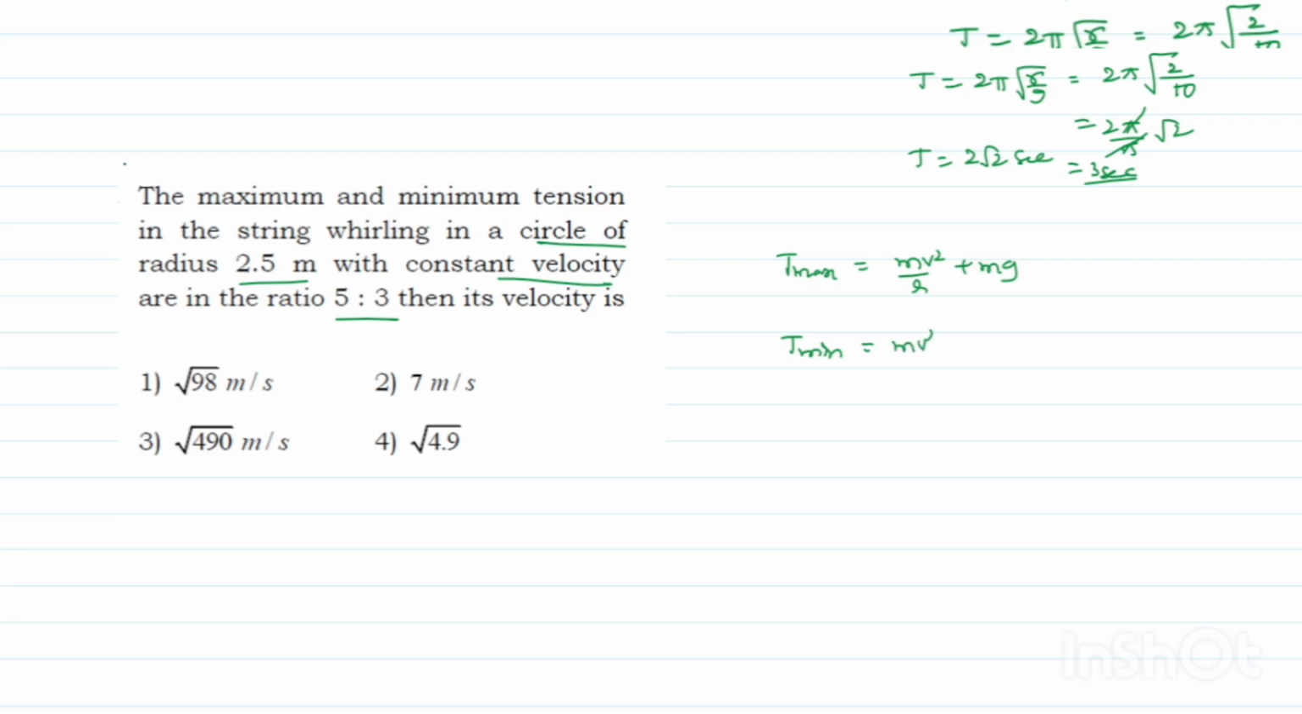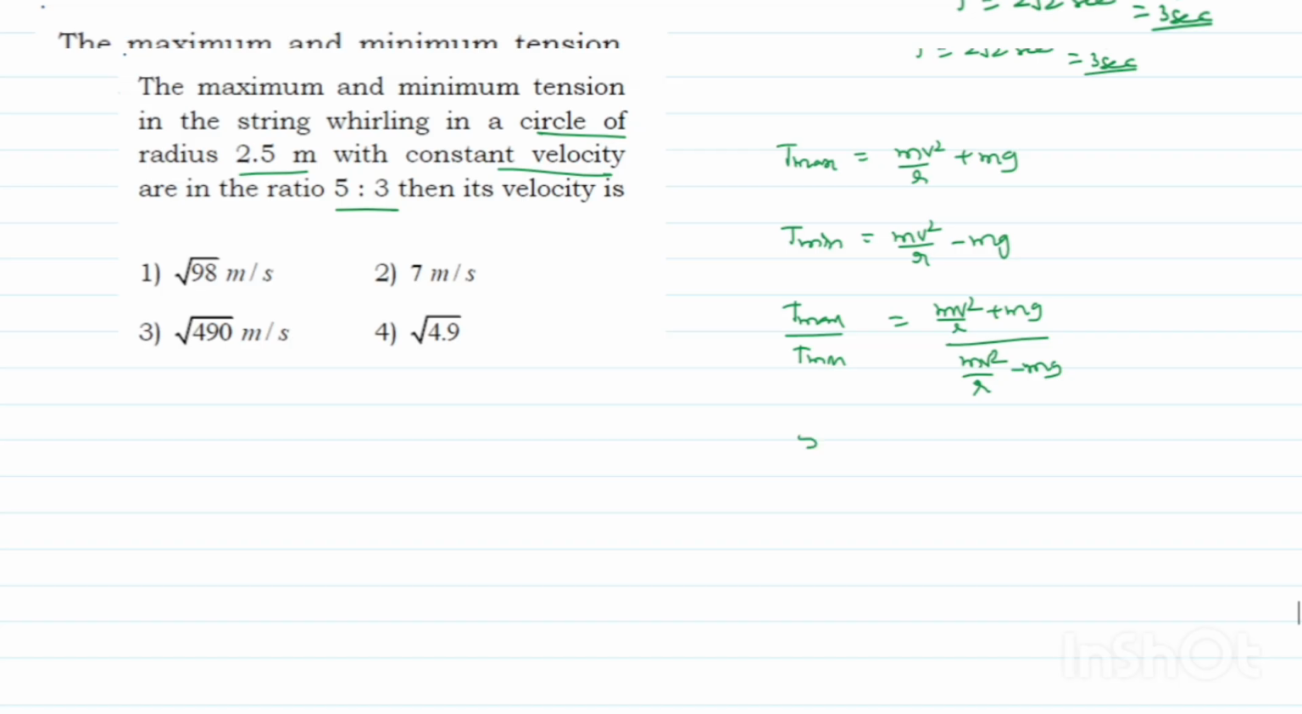It's a constant velocity, meaning uniform circular motion. Here mv square by r minus mg you can take. Now, initially the ratio of maximum and minimum tensions is given, and then they are asking for the velocity of the body or particle. So you can take T maximum by T minimum, students, which is mv square by r plus mg by mv square by r minus mg. The tension ratio is given as 5/3.